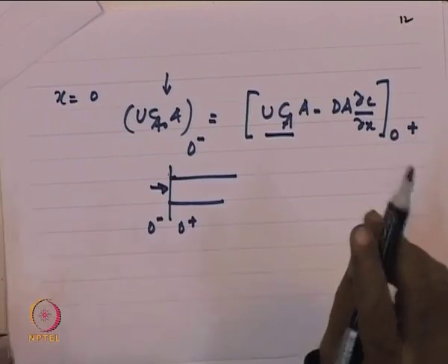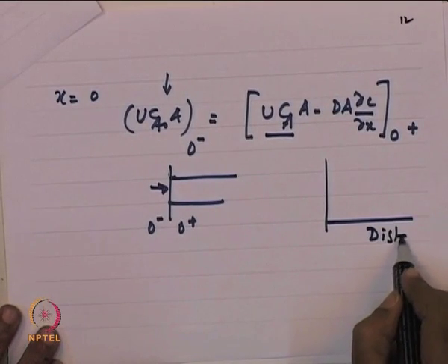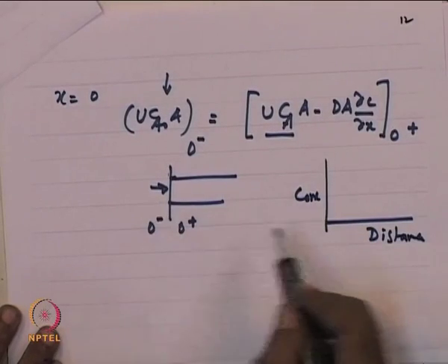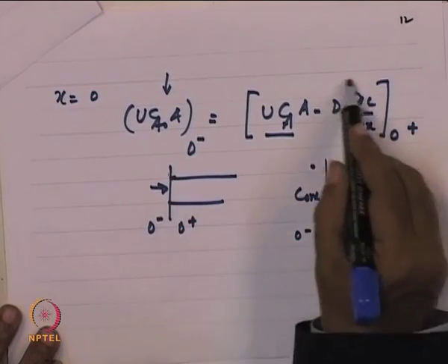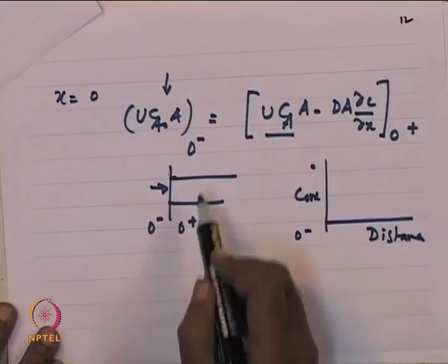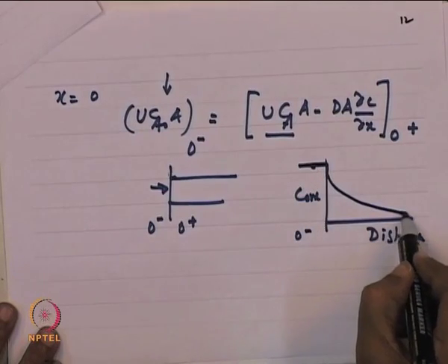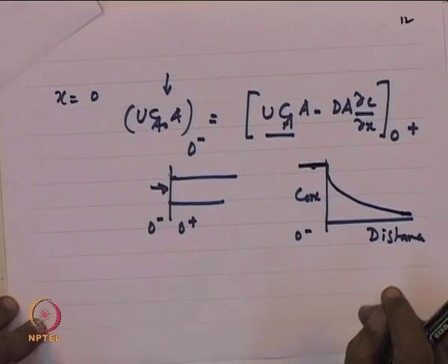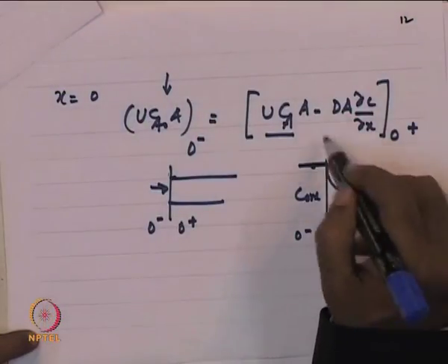Okay. In other words, what seems important to recognize here is this: if you make a plot of distance versus concentration, the concentration at 0 minus is C_A0, but the concentration at 0 plus is not C_A0. Because ∂C/∂x is negative, this whole term is positive, therefore u C_A would be less than u C_A0. In other words, the concentration starts like this, suddenly it drops, and then it does this. This is the point that we should recognize. The dispersion model explicitly recognizes that at boundary 0 there is a sudden drop in concentration because of the effect of dispersion.